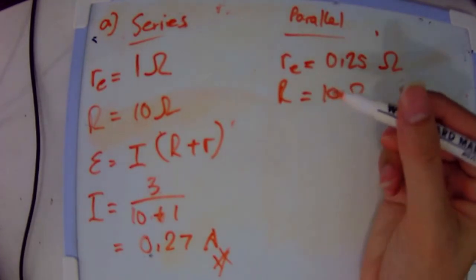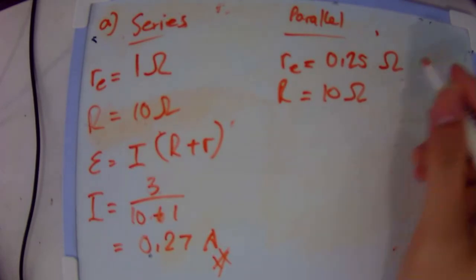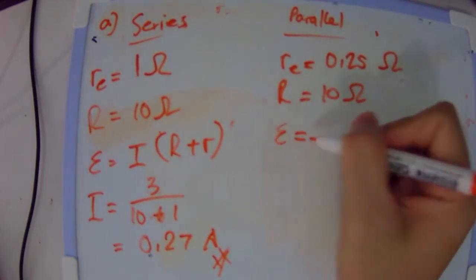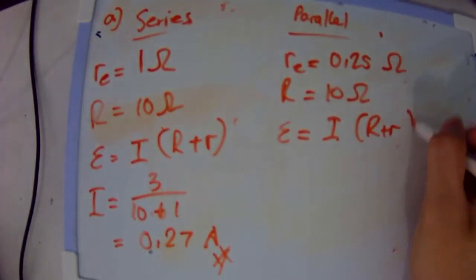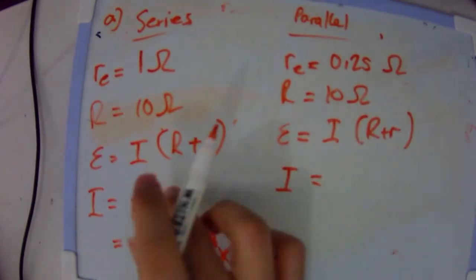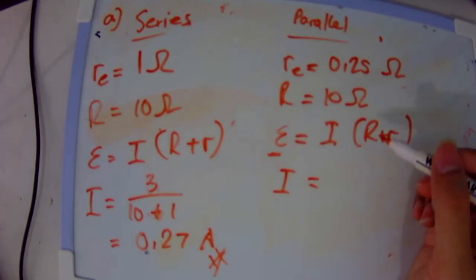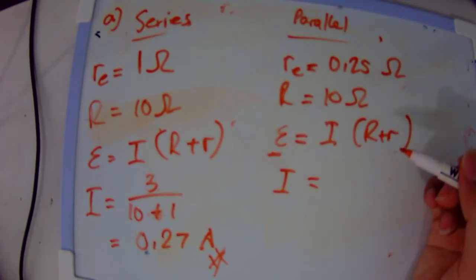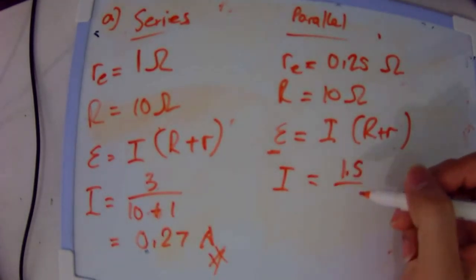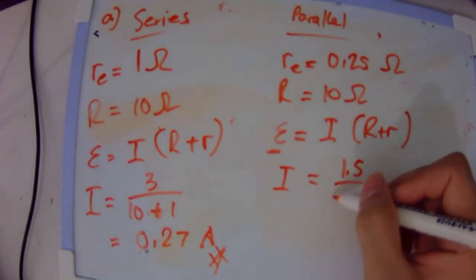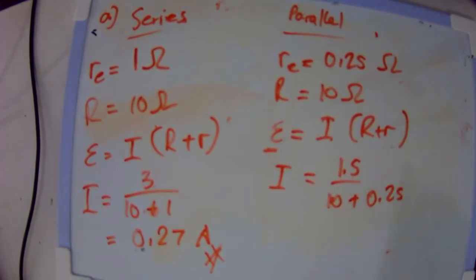Now, how about parallel? In a parallel formation, you are basically using the same formula. So I equals... now your total EMF is only 1.5 this time. Even though we're using more batteries, it doesn't change because they're in parallel. So 1.5. The external resistance is still the same, 10, plus the internal resistance, which is only 0.25.